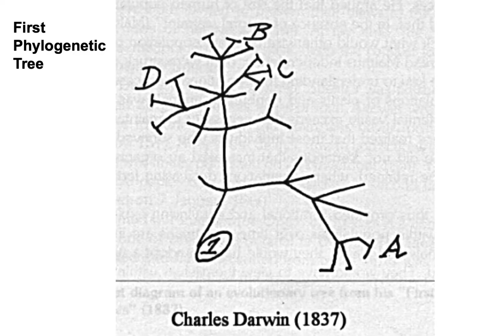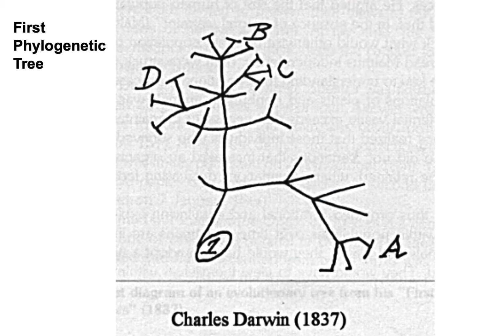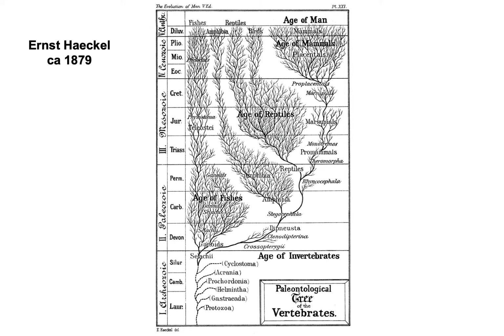Here's the first phylogenetic tree that we know of. It was drawn by Charles Darwin in one of his notebooks in 1837 after his voyage on the Beagle. And you can see that above this he wrote, "I think," and he was indicating that species would diverge into other species along a genealogical line.